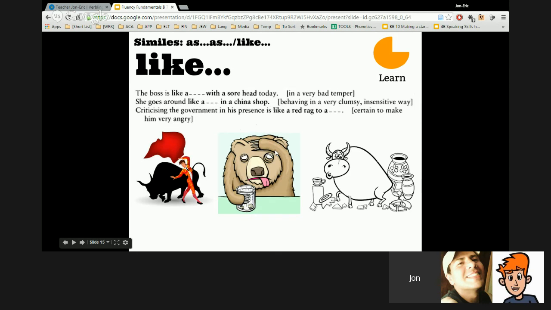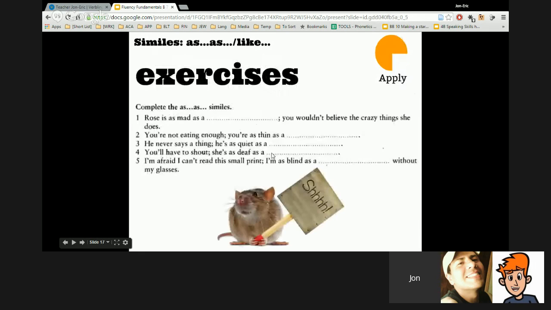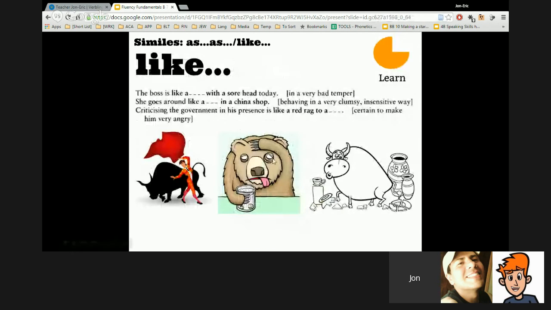Let's see. Oh, I've got one more. Give me a second here. Okay, I got one more for you. We got a little bit of time. So let's go to the second group. First, it's important that we identify the pictures.